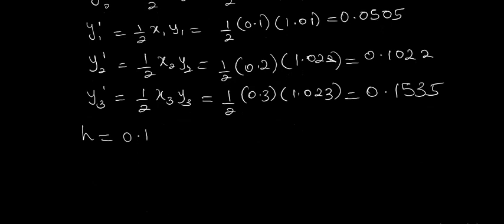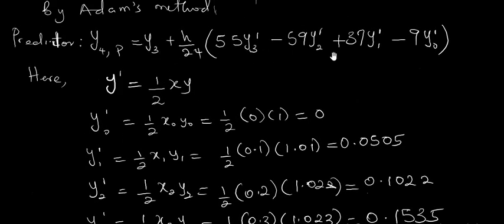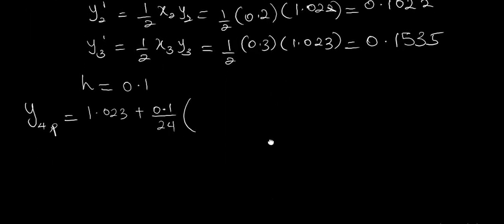So now we put the values into this predictor scheme. We use this to predict. So this is going to be our y of 3, that's 1.023, plus our h 0.124. Then this is what we are using, 0.3. We already have these values, we just put them in and compute it.